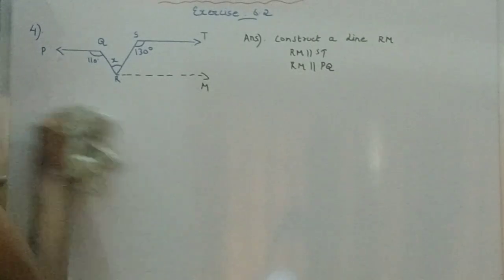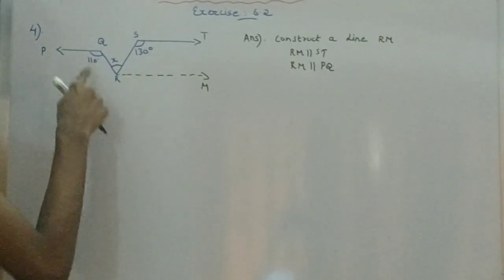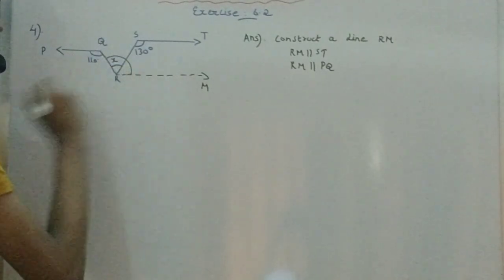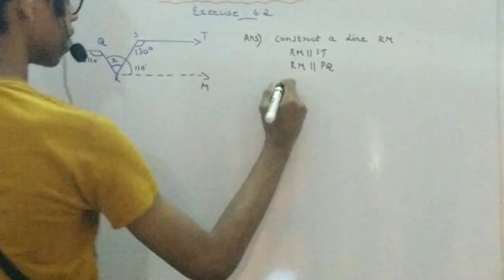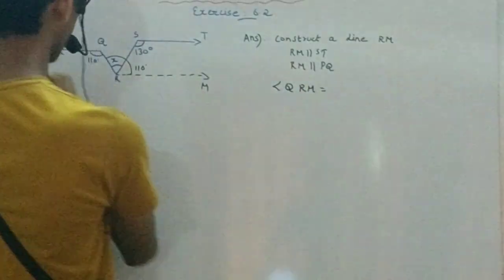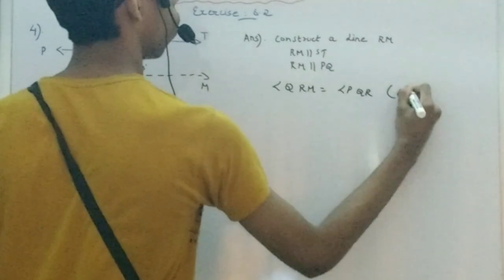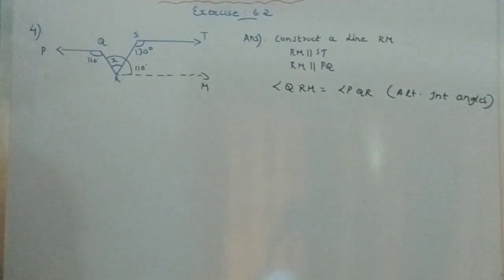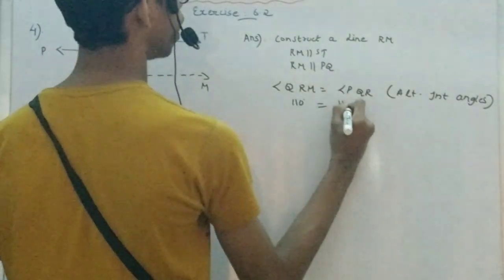So if you see over here also in this figure, a Z-like shape is forming, which means that if angle PQR is 110, then this full angle will also be equal to 110 degrees. That is, angle QRM is equal to angle PQR. Why? Because they are alternate interior angles. So both of them are equal to 110 degrees.